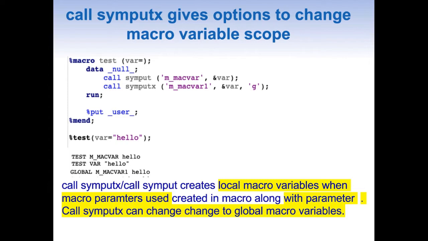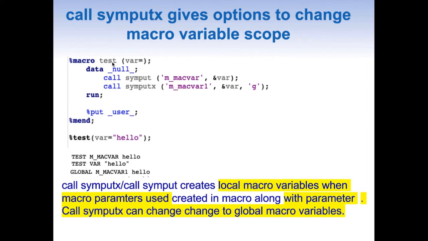I need to tell one important point here. This is a gross generalization. We will learn more on this topic when we discuss the scope of macro variables. And call symput is a little bit more complicated when we talk about scope, especially when we are creating them in a macro. For now, let's just focus on the differences between call symput and call symputx in the context of the options they provide.